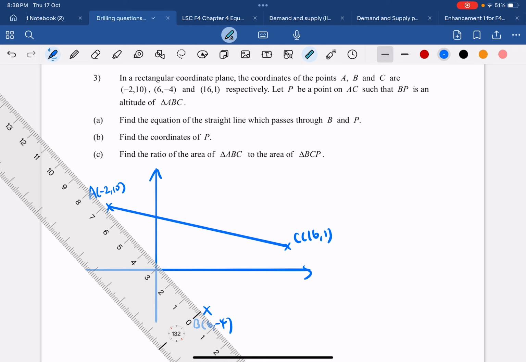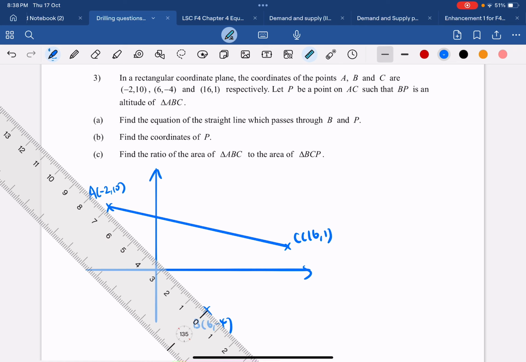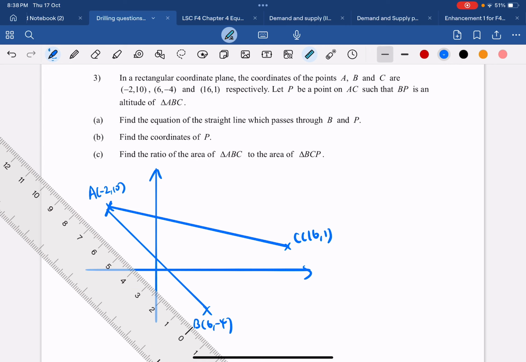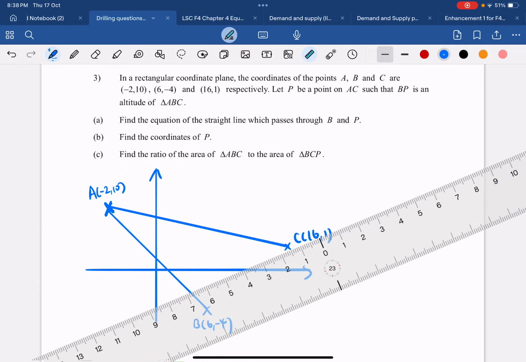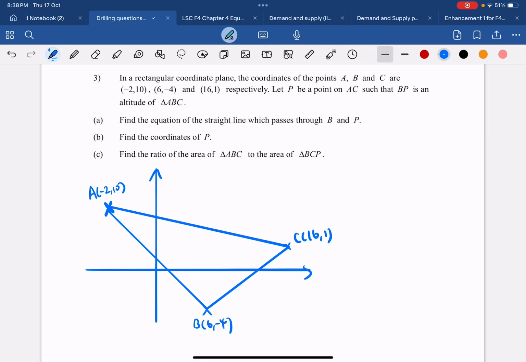Okay, let me see. I want to draw, connect AB. Okay, so now let's see what happens. P is a point on AC such that BP is the altitude of ABC, which means this is P. Altitude means 90 degrees, right?